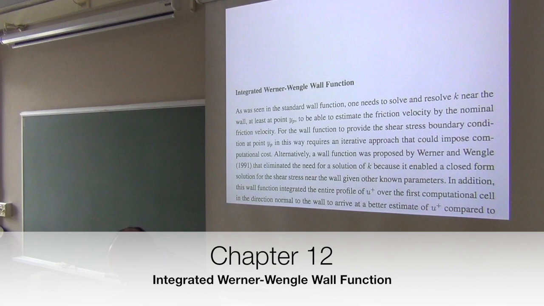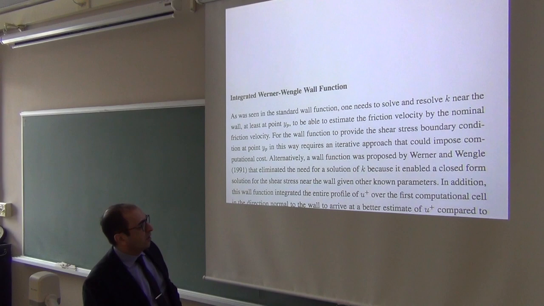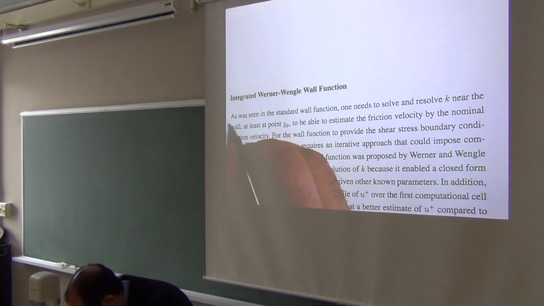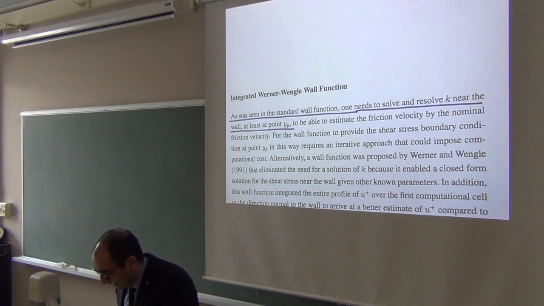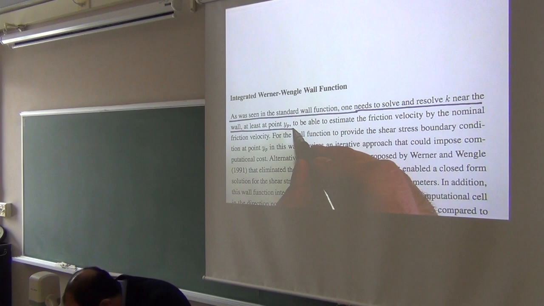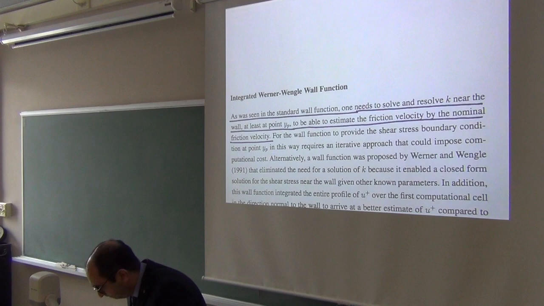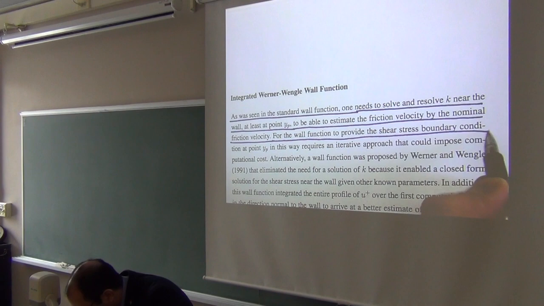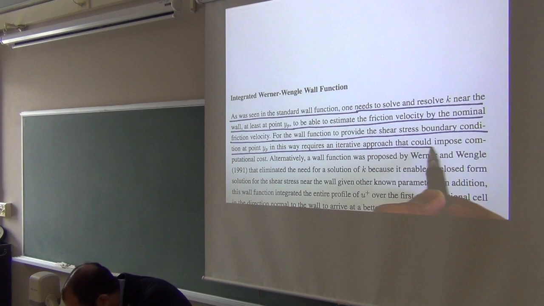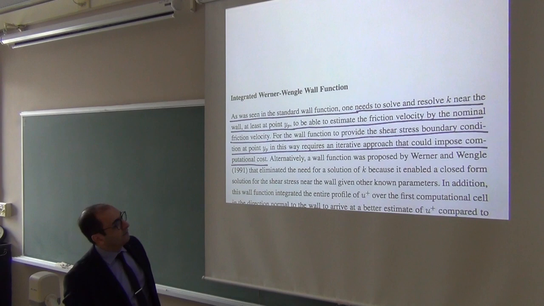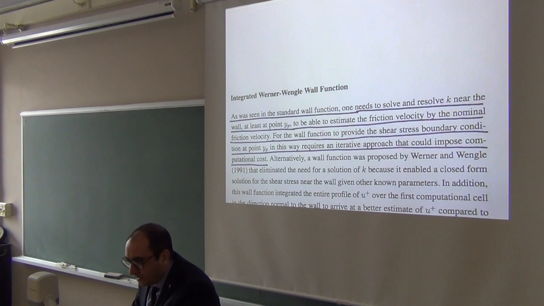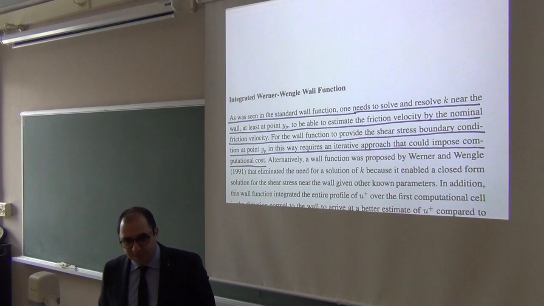So let's begin with some of the limitations of the standard wall function and then tie this into the new wall function. It was seen in the standard wall function that one needs to solve and resolve the turbulent kinetic energy near the wall, at least at point YP, so that one can estimate the friction velocity by the nominal friction velocity. For the wall function to provide the shear stress boundary condition at point YP in this way, one requires an iterative approach that could impose some computational cost. I said it's only 10, 15 iterations, but some people don't want to have 10, 15 extra iterations. After all, numbers could add up, right? Every time you iterate, you have 15 more iterations to do.